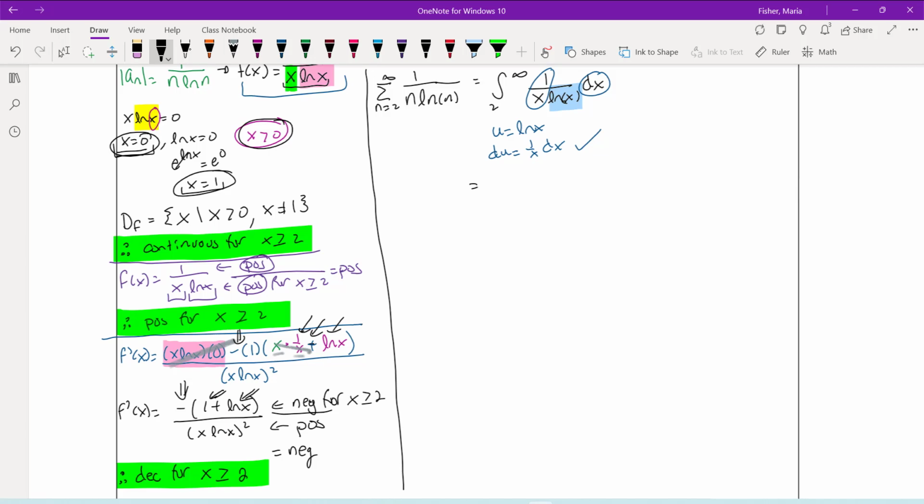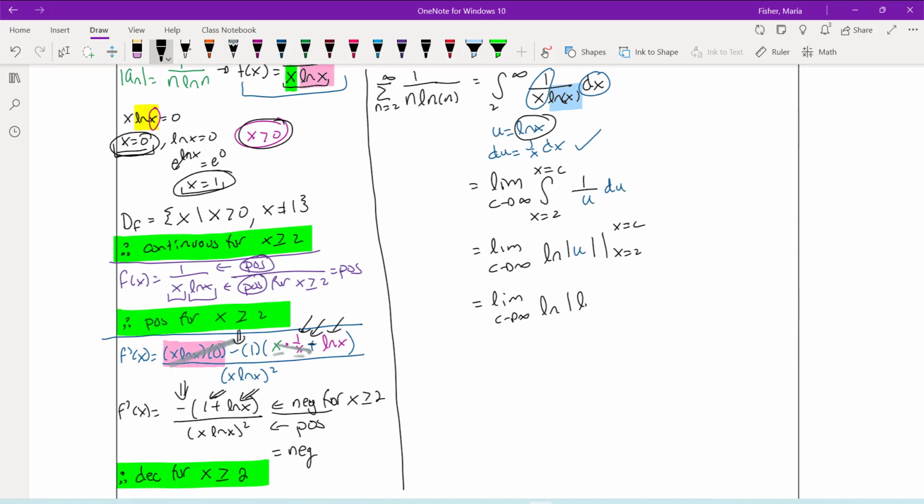Rewriting the improper integral as a limit statement, the limit as c goes to infinity of the integral from x equals 2 to x equals c, and then this becomes a 1 over u du. That is something that I can integrate. The integral of 1 over u du is the natural log of the absolute value of u, and this gets evaluated from x equals 2 to x equals c. Get out of u's and go back into x's, and we're looking at the limit as c goes to infinity of the natural log of the absolute value of the natural log of x, evaluated from 2 to c.